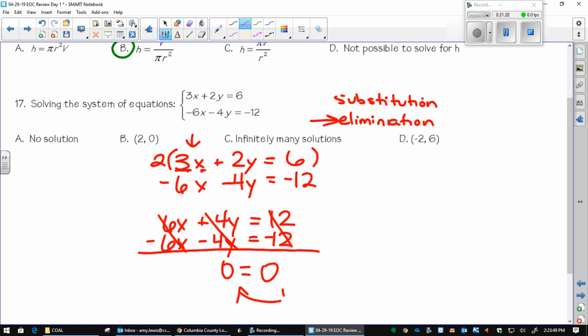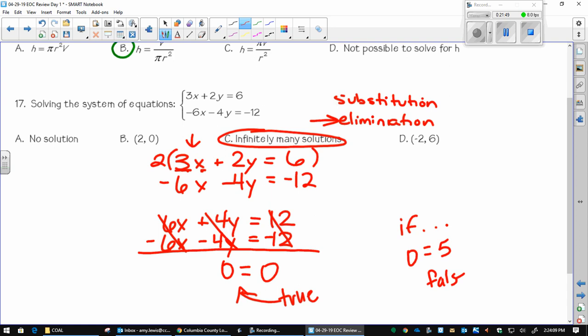Remember, if we write a true statement at the end, we eliminate both variables. That means we're going to have a special case. And when we have a true statement, that means we're going to have infinitely many solutions. If we had gotten something like 0 equals 5, and we had a false statement at the end, then we would say no solution. But again, that's not the case for us. We have infinitely many solutions because we made a true statement.